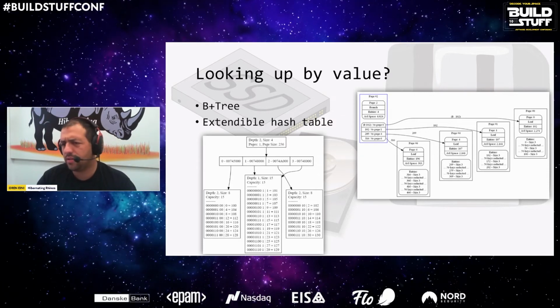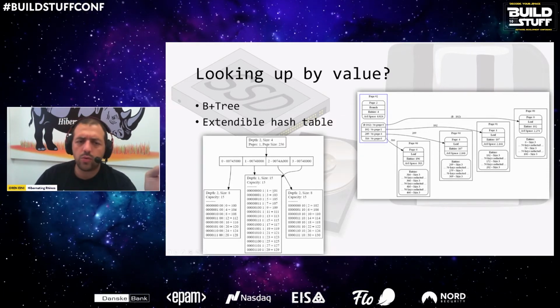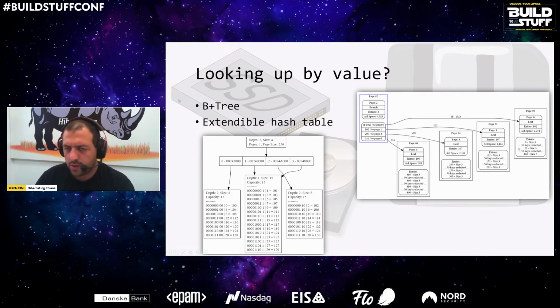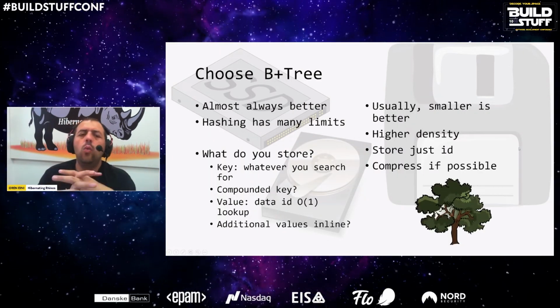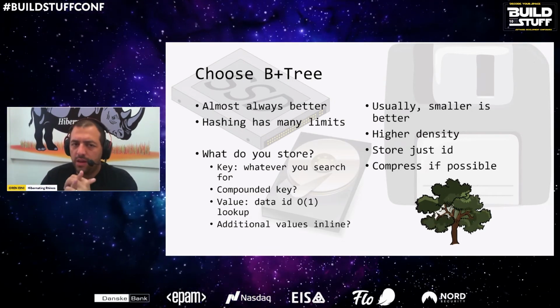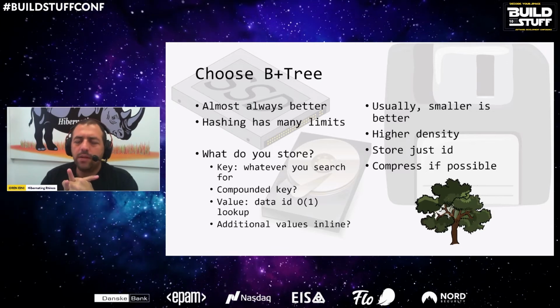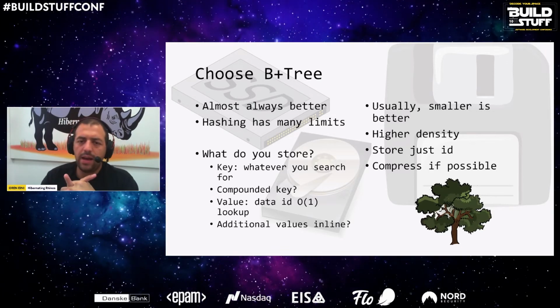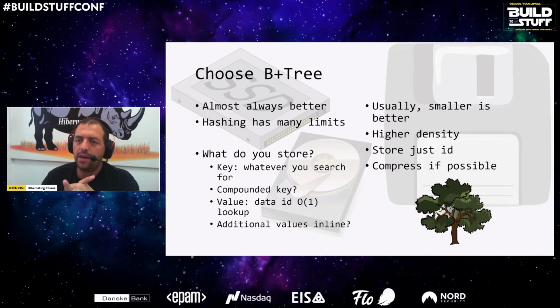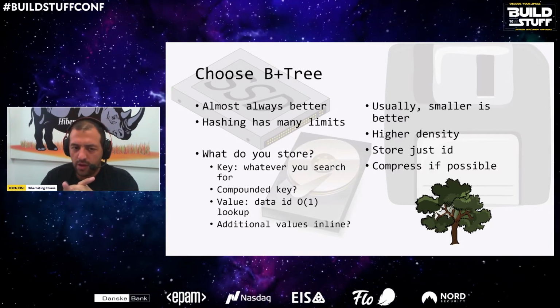In almost all cases, you do not want to implement this. You want to go with a B+Tree. That's almost always the best thing. And why is it almost always better? Because hashing only gives you data by key. The B+Tree gives you data by key, by a prefix, which is also important, by order iteration, stuff like that.